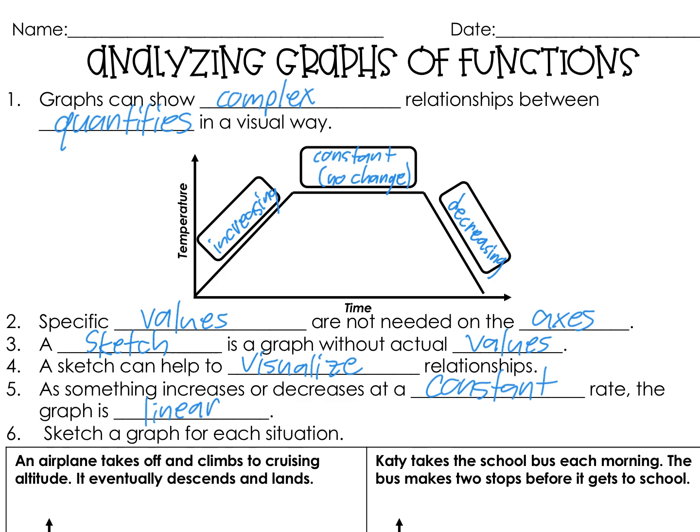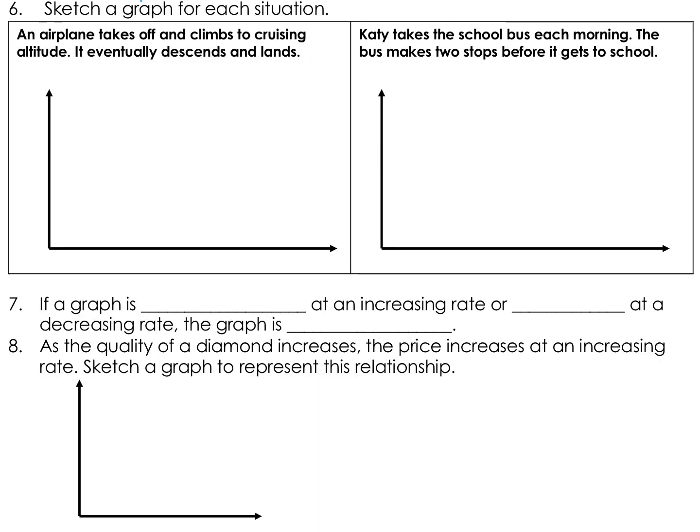Let's look at a couple of examples. We are going to sketch a graph for each situation. An airplane takes off and climbs to cruising altitude. This means that it's going to start off on ground level and its height will increase over time until it reaches the altitude or height that it's going to fly at during the flight. So it's going to stay constant height at that point. It eventually descends and lands, meaning the altitude or the height above ground is going to go down.